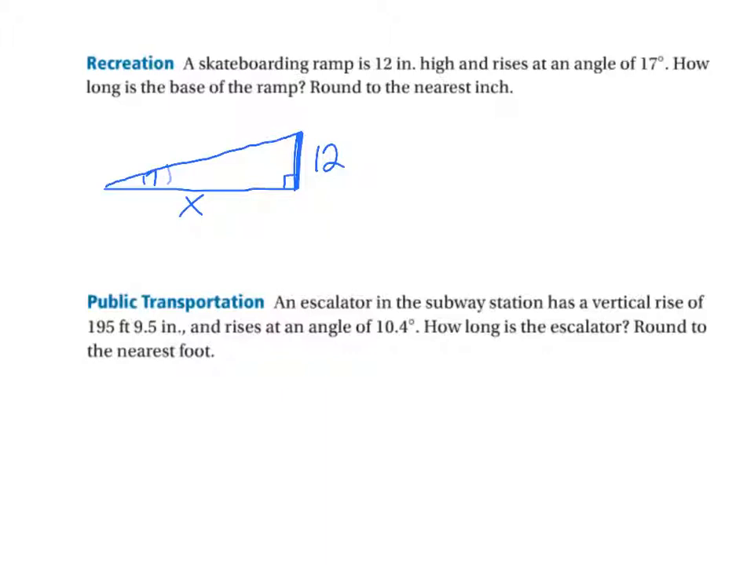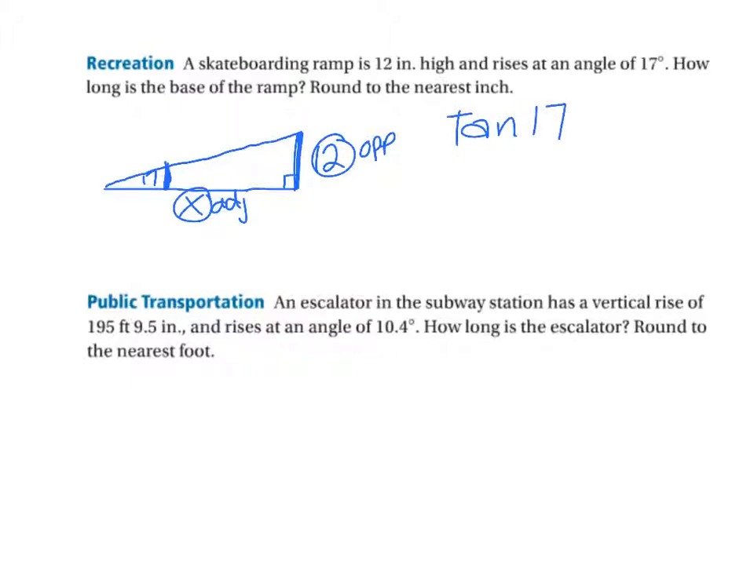All right, so given this angle, let's see which sides we're dealing with. The 12 is across from the 17, so this is opposite. The x is right next to the 17, that's adjacent. Okay, I've got opposite and I've got adjacent. That would be tangent. I am not looking for the angle. I already know the angle. So this is going to look like tangent of 17.